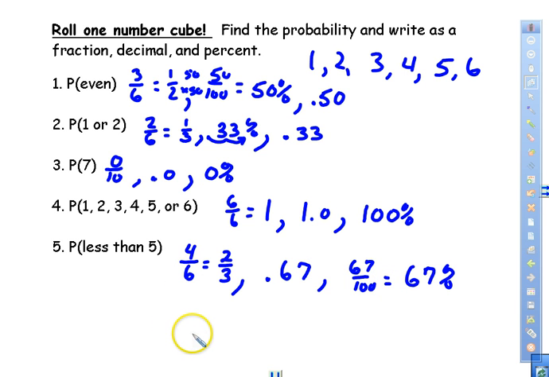So it's good practice, and yes, you will be required to do all 3 of those on your assignment dealing with that probability.